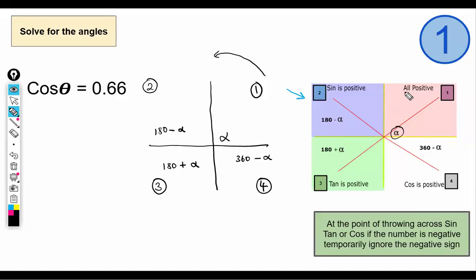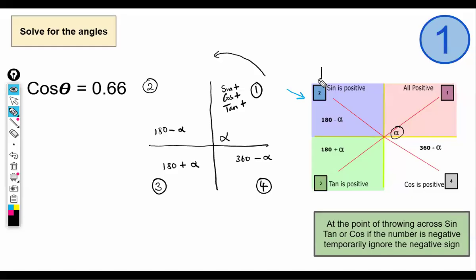And you will also see little notes on top here. In section 1, it is written that all is positive. What does that mean? All positive means sine is positive, cosine is positive, and tan is positive. Because trigonometry is basically 3 things: sine, tan, and cosine.